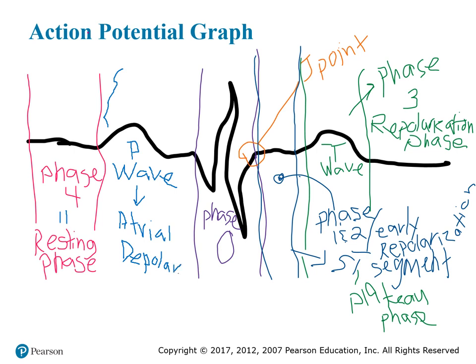If you don't mind, I'll abbreviate it. So P wave signifies atrial depolarization. Then we go into phase 0, which is our QRS, which is here. This is Q. Q is a negatively deflected wave, followed by R, which is usually an upward deflected wave, and then S, which goes back into a negative deflection. This is what we call phase 0, or ventricular depolarization.